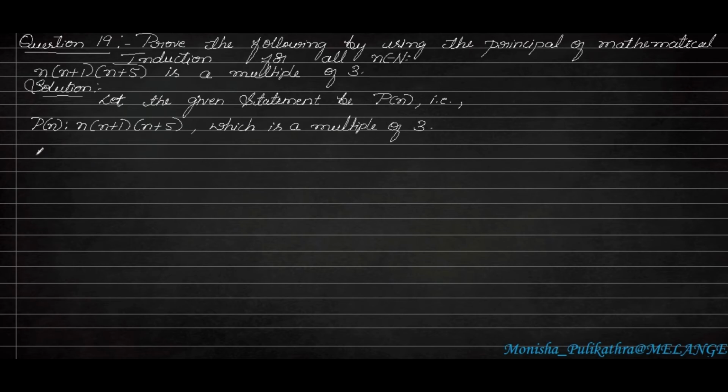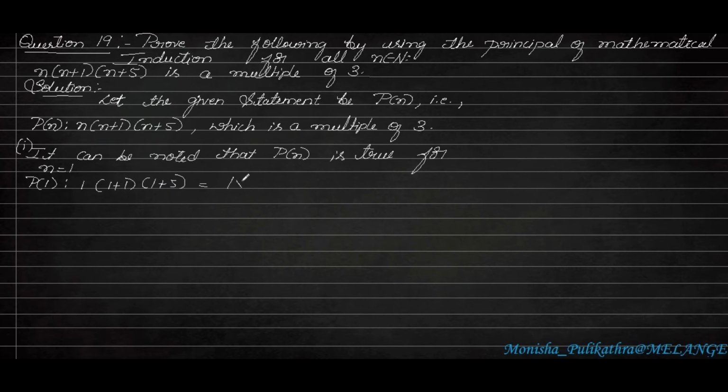Okay, next it can be noted that P of n is true for n is equal to 1. We know that is the first step. For n is equal to 1 will be the first step. Therefore, we have to substitute 1 in the place of n. So P of 1 is 1 into 1 plus 1 into 1 plus 5.